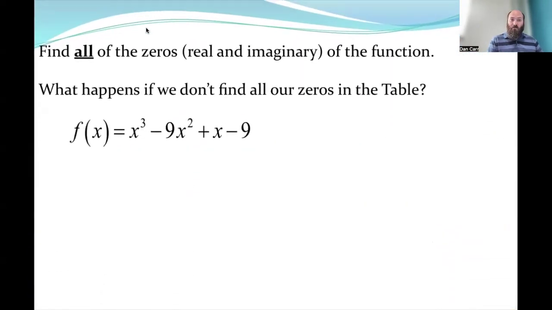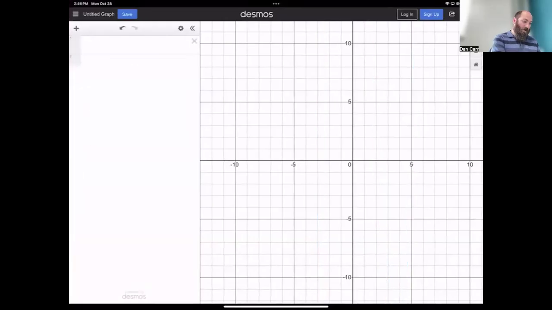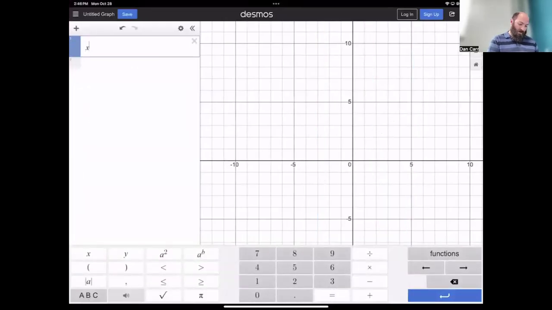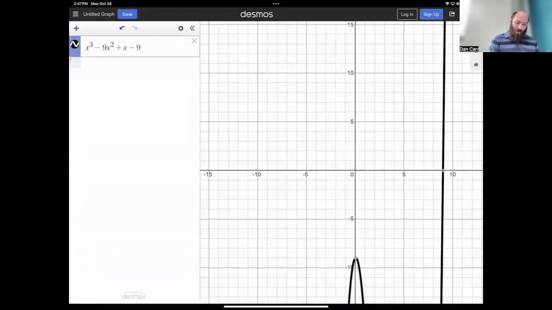So let's see what happens here. Find all the zeros for this one. So I'll go back to Desmos real quick. So we got that out real quick, and we got x to the third minus 9x squared plus x minus 9. I've got 1 zero right here at 9.